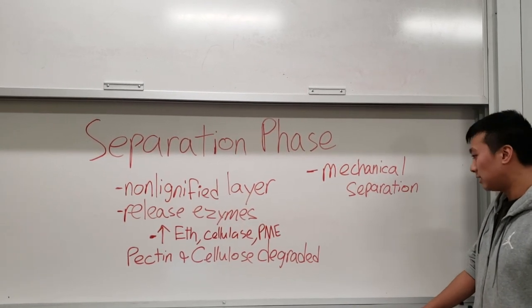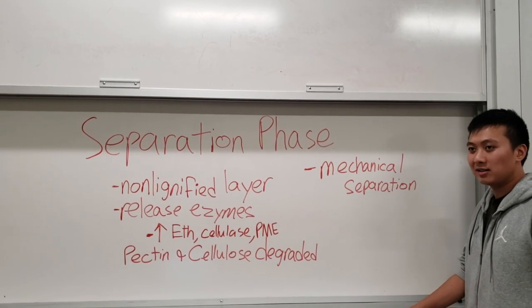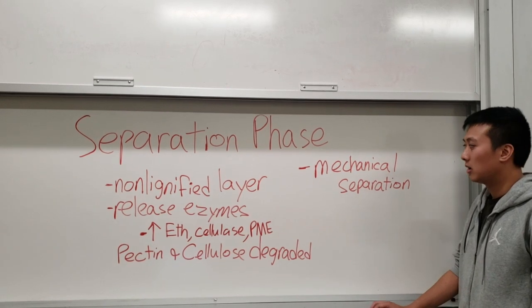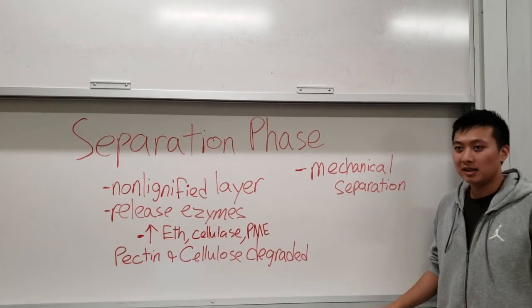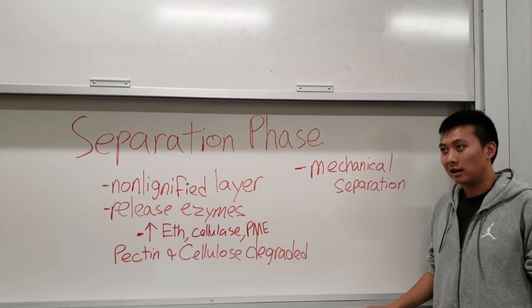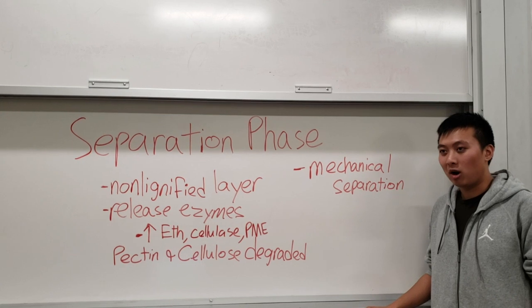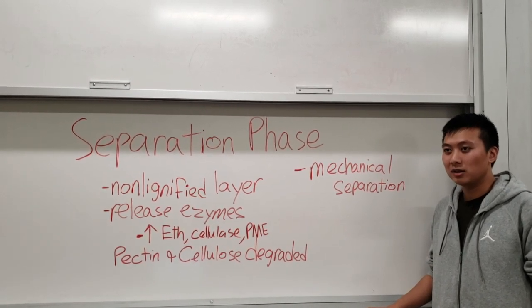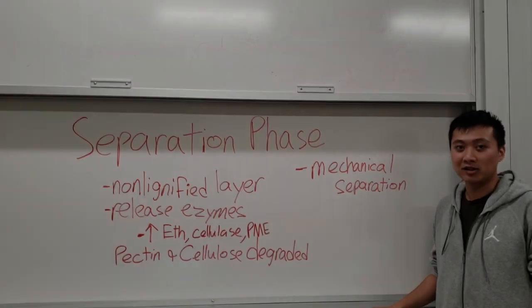Now, once the cell wall has been properly degraded, the leaf still isn't abscised because it still has vessels connecting to it, such as xylem. The last step is a mechanical separation step. So what happens is the cells that are still connected to the leaf will begin to build up turgor pressure by collecting water, and this will increase the amount of mechanical force on the stele and eventually force the leaf to fall off, finishing the process of abscission.